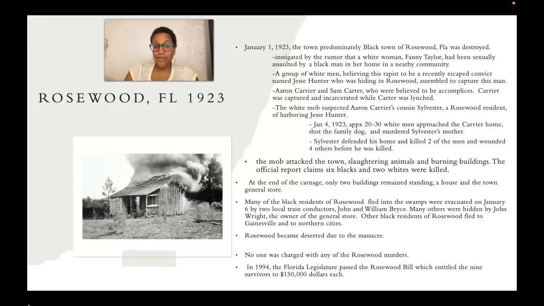No one was charged with any of the Rosewood murders. In 1994, the Florida legislature passed the Rosewood Bill, which entitled 9 survivors to $150,000 each. So, do y'all believe this is fair and just compensation for the atrocity that occurred? Also, it's interesting to note that this is one of the only instances of reparations that has ever taken place in relation to violence meted out against black people that was state sanctioned in one way or another.